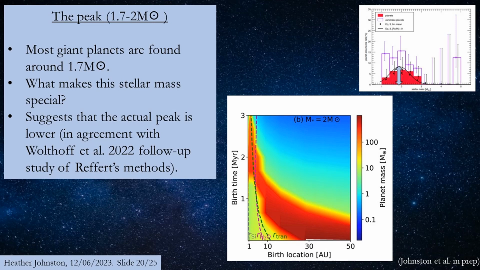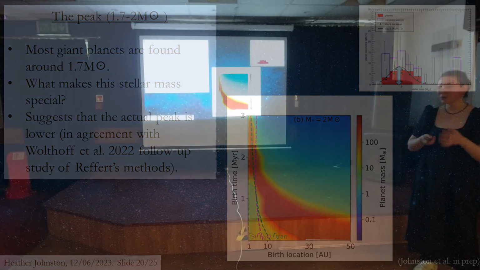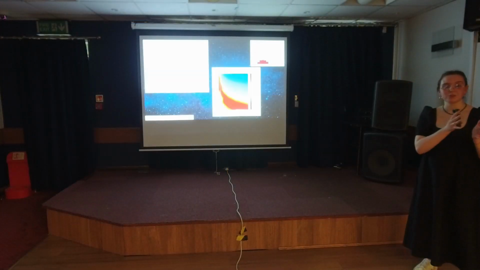So this is the same plot again, and the zone that we're interested in is red, and you can see that large swaths of the graph are red, which means that giant planet formation is very, very good around this stellar mass. So it's pretty interesting because we think that most giant planets are formed around 1.7. The original paper, I think, said around 2 solar masses, but now it's sort of shifting lower the more observations we do, which is pretty interesting.